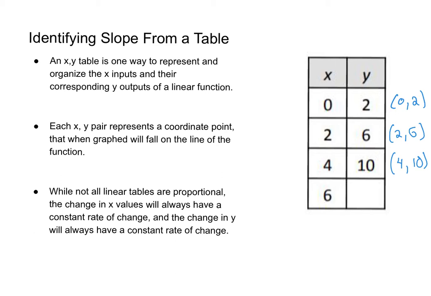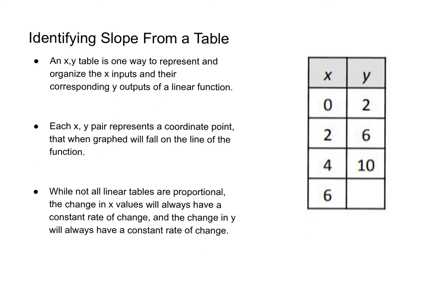While not all of our linear tables are going to be proportional, whether they're proportional or not, we will find that the change in X values will always have a constant rate. And our change in Y values will also always have a constant rate. Let's look at those here. Let me erase my coordinate points.